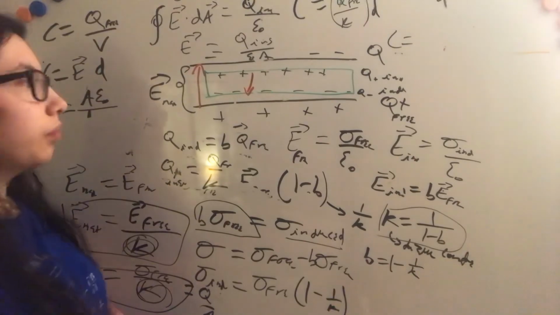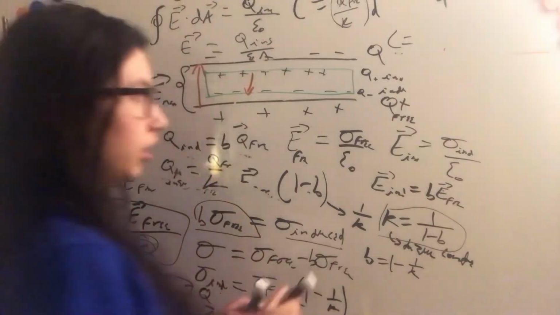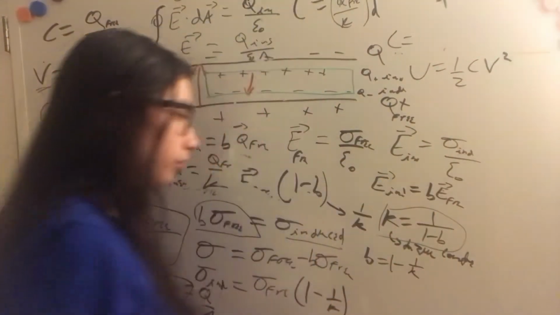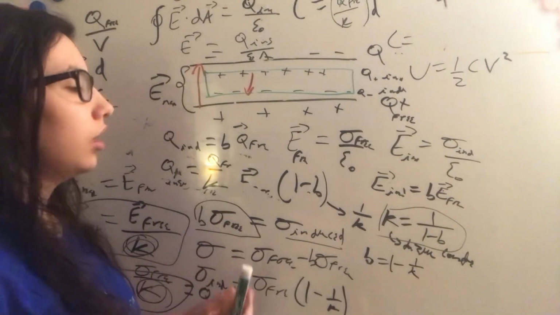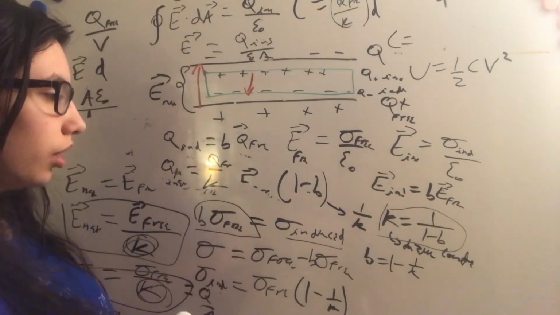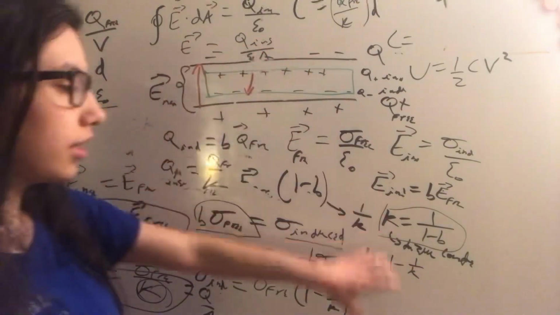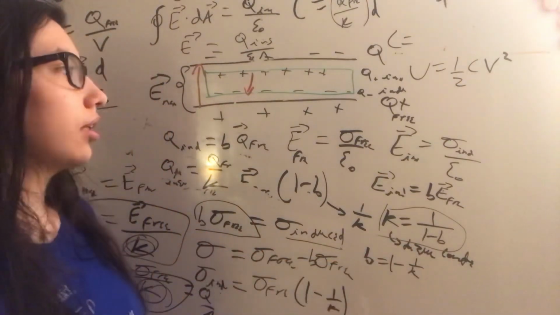So if we increase the capacitance, the energy that could be stored will increase. Remember that the energy is 1/2 of C V squared. So if we increase the capacitance, we will increase the energy that would be stored. So we want to put a dielectric material that has a very big K, or very big dielectric constant.